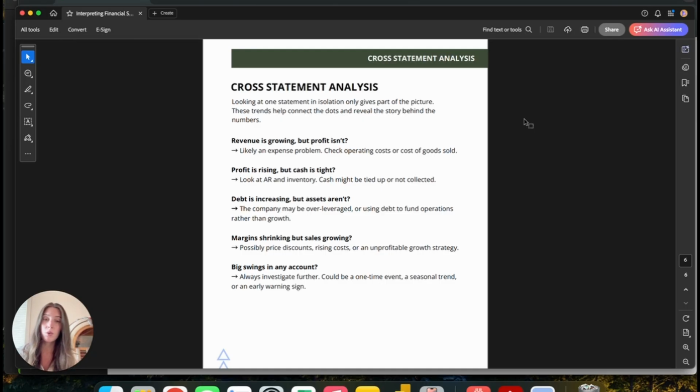Another thing to look out for is whether the margins are shrinking, but sales are growing. So this could be a sign of a poor growth strategy if overheads seem to be creeping up or increasing, or if your cost of goods sold are maybe increasing at a higher rate than your revenue is increasing. And then the last thing to look out for are big swings in any account. Now, big swings in any account doesn't necessarily mean that there's something really wrong, but it normally means that something needs an explanation.